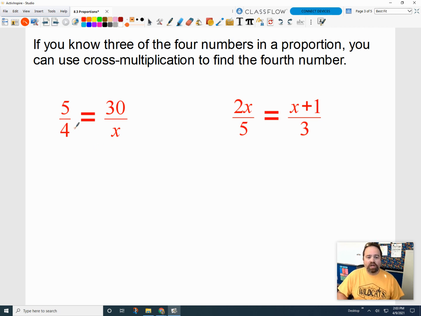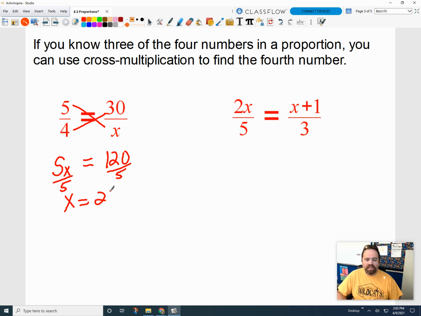So I'm going to cross multiply here. I'm going to take 5 times x, that's 5x, that's half of my equation, and 4 times 30, that's 120, that's the other half of my equation. So I get this really simple one-step equation to solve. You just have to set the equation up first. So if I take 120 and divide that by 5, that's your step, to divide out your coefficient. 120 divided by 5 is 24. Okay, that's it. There's nothing else to it.